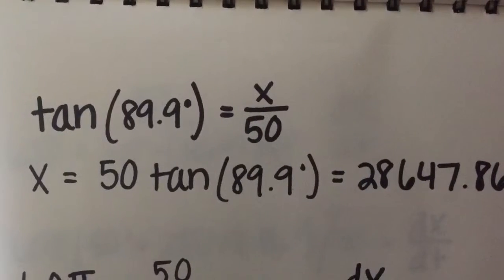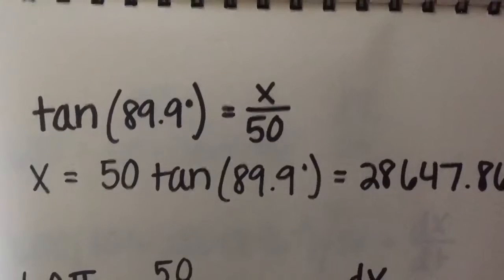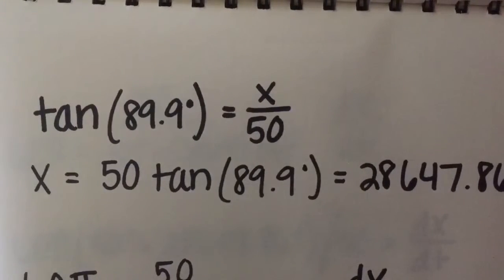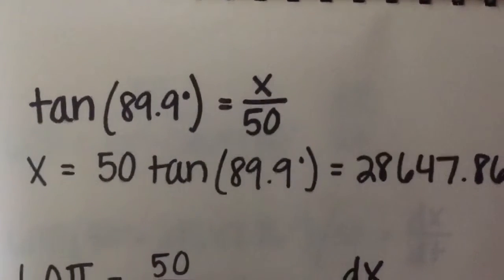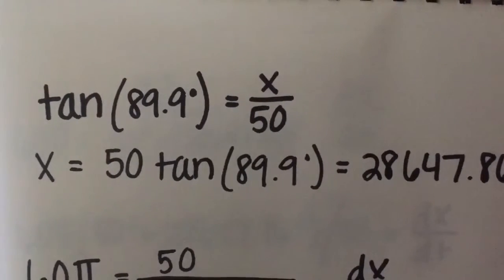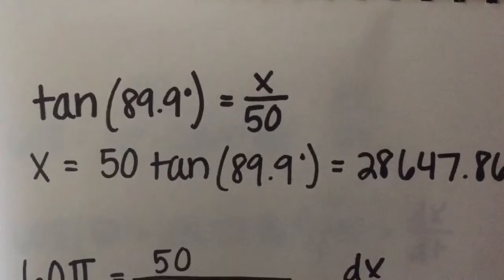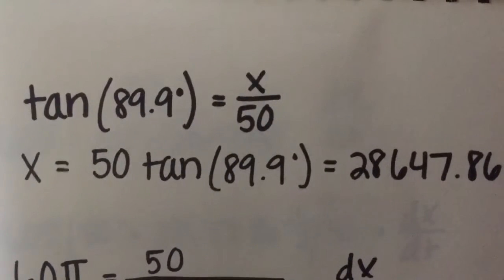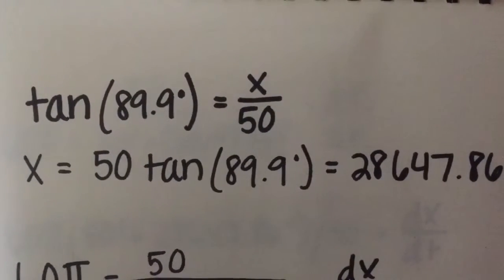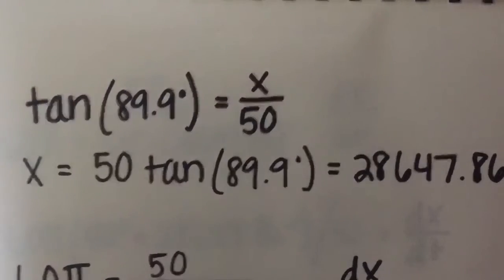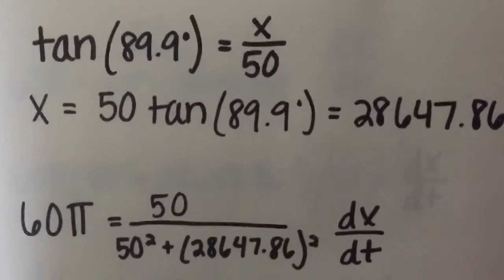Now we must go back and solve for x. So tangent of 89.9 degrees equals x over 50. Multiply both sides by 50, and you get x equals 50 tangent of 89.9 degrees. Before you plug this in the calculator, make sure your calculator is in degrees, and you'll get the answer 28,647.86.